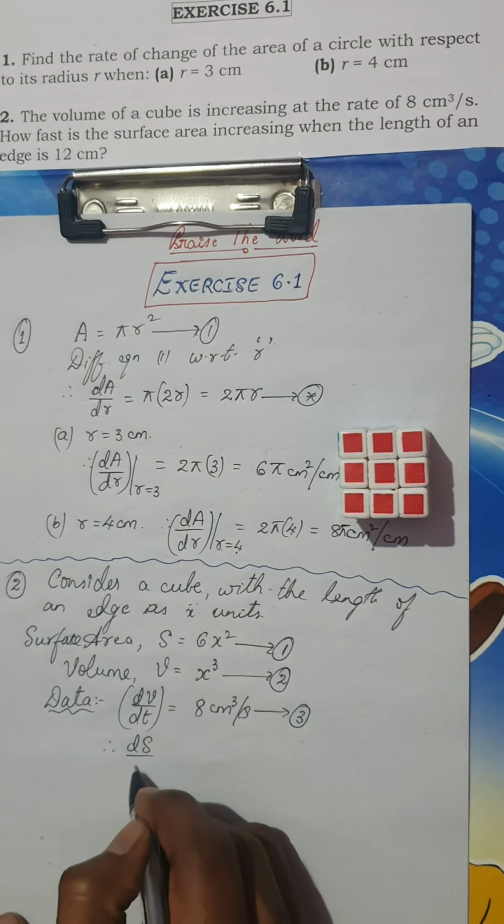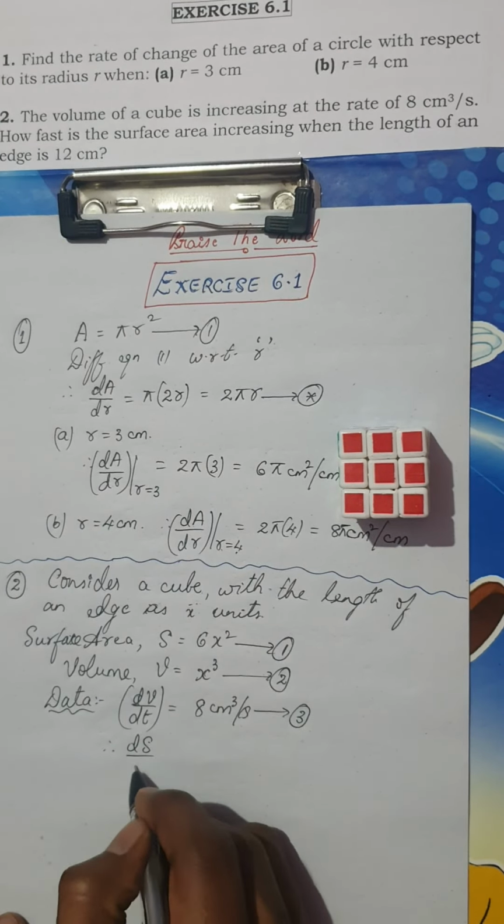That is, the length of an edge I consider as 12. So, when x is equal to 12, dS by dt is unknown. So, I have to find out. This is a very important step. First, take down the required formulas. Next, take down the data. Now, note down what you have to find out. Then go on with the procedure.